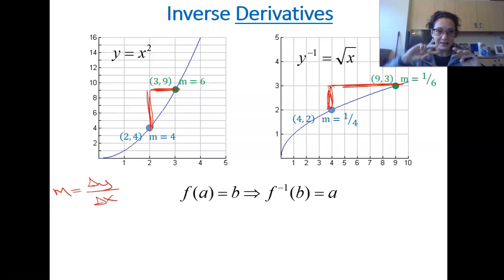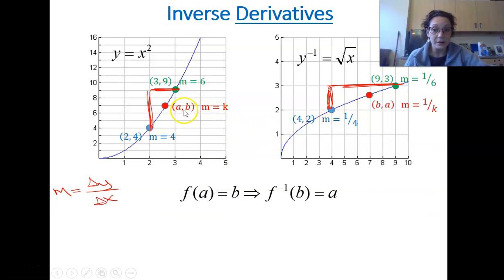And I end up just getting the reciprocal of it. So if I have a point over here, and I know that at the point AB I have a slope of k, I know two things on my inverse. One, I have the point BA. That's Algebra 2. If you had the point AB over here, now you have the point BA.